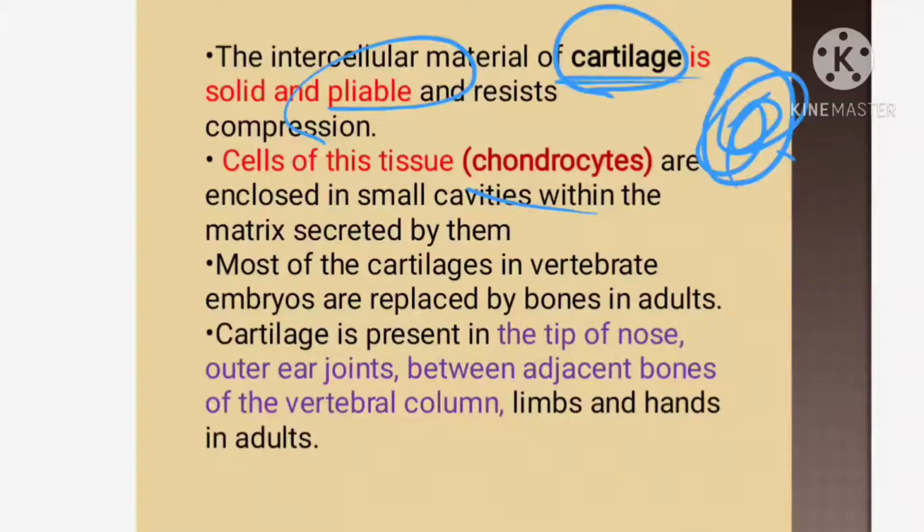Most of the cartilage in the vertebrae of embryos and infants is later replaced. First it is made up of cartilage only, later it is replaced by bones. In the embryonic stage, cartilage is more compared to bones, but later the cartilage is replaced by bones. Soft bones we call the cartilage. Hope it's clear.